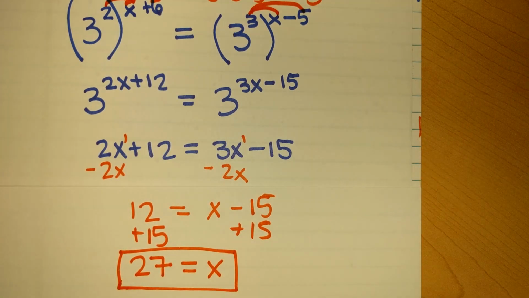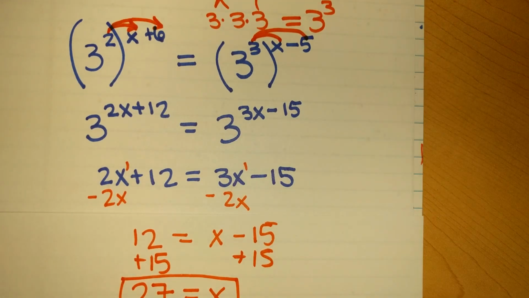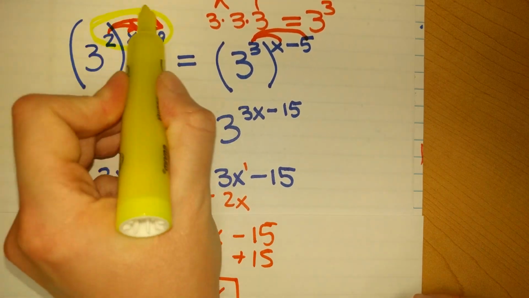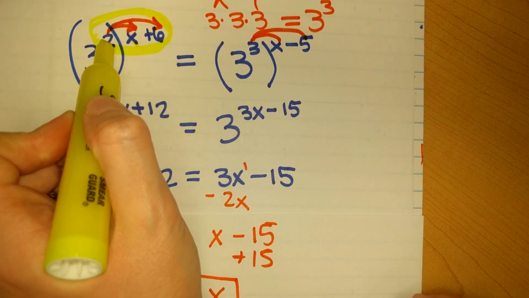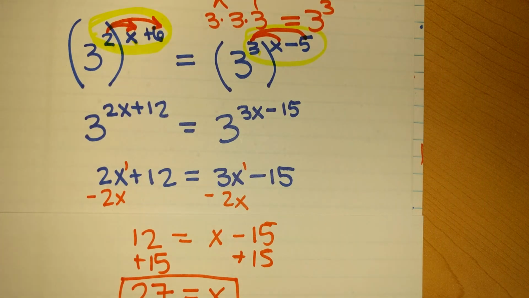So again, getting a common base, it has to be one number that's repeated. That one number that was repeated in all the factor trees here was 3. But the key step is that we have to distribute this 2 to the x and to the 6, this 3 to the x and to the minus 5. And once we do that, we set them equal and then solve the resulting equation.